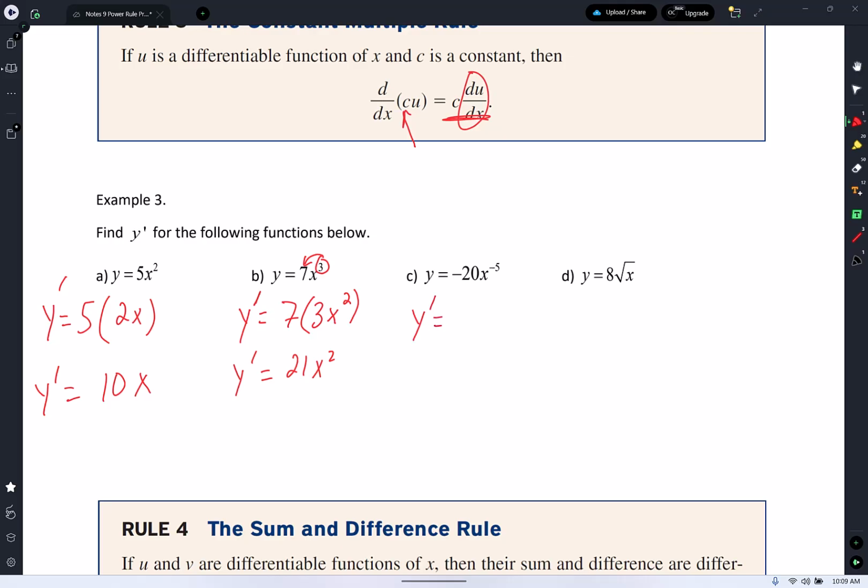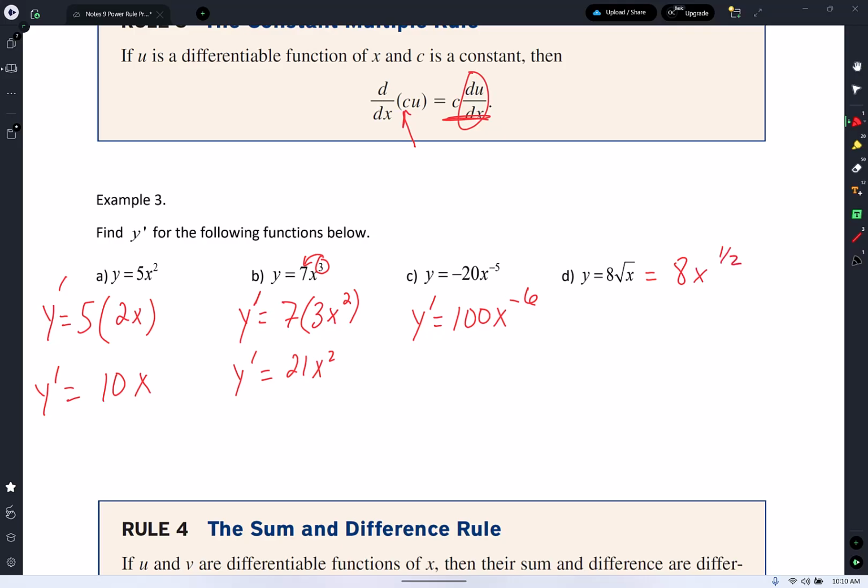All right, here we go. Y prime equals, what's negative 20 times negative 5? 100. And then I subtract 1 from the exponent. So 100x to the negative, to what power? Negative 6. Are we still okay? Before you take the derivative of letter D, turn that into an exponent, guys.